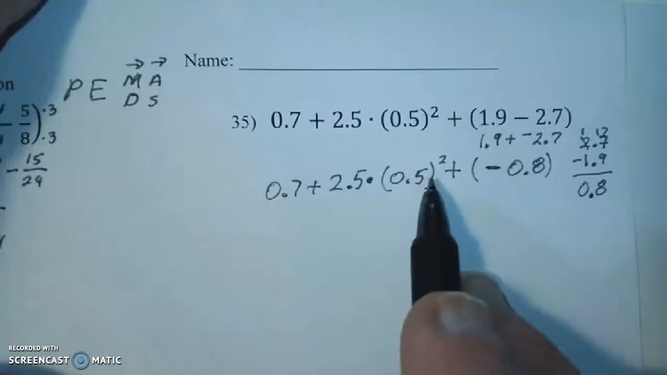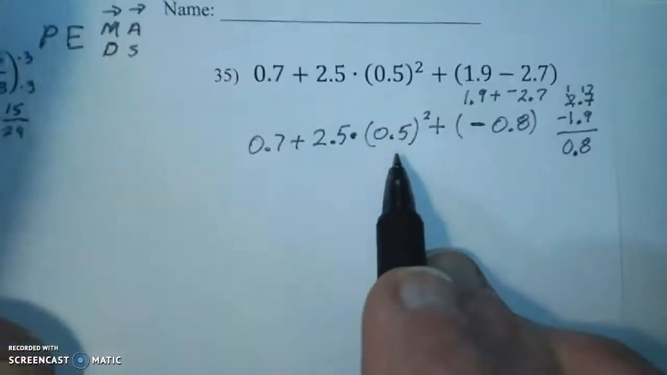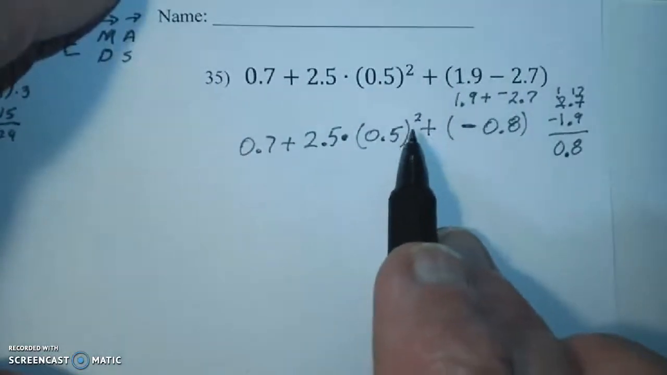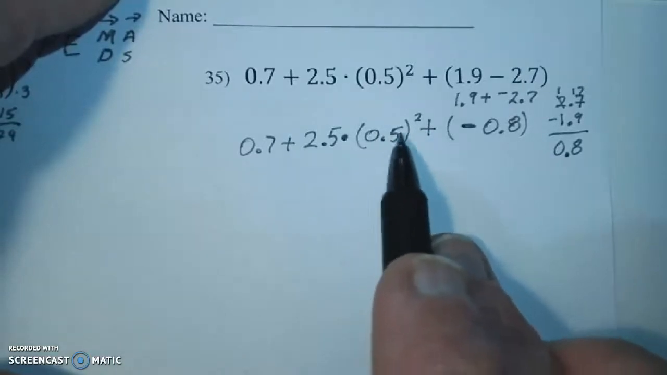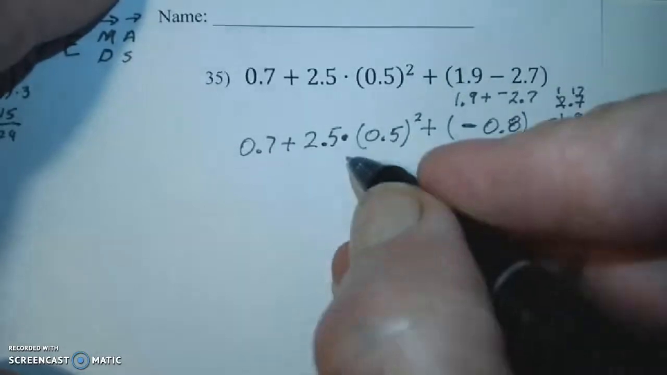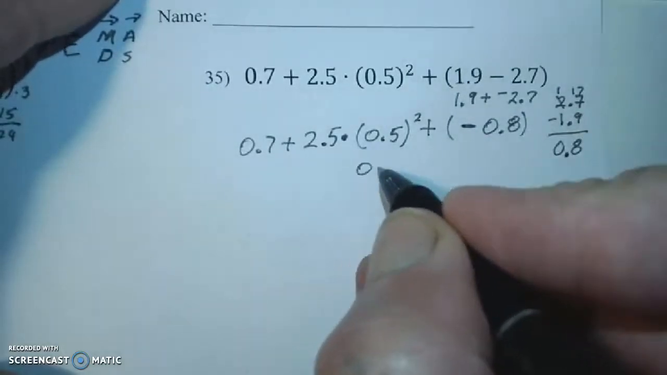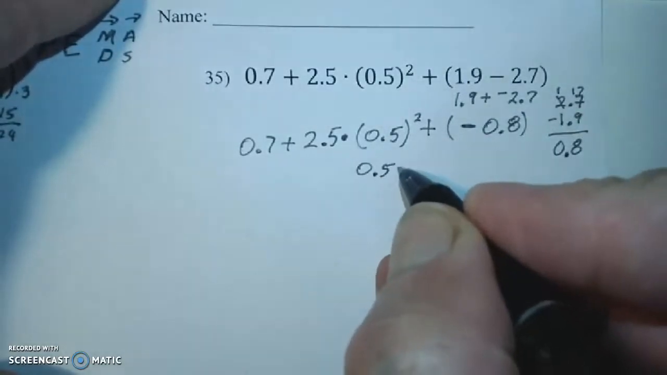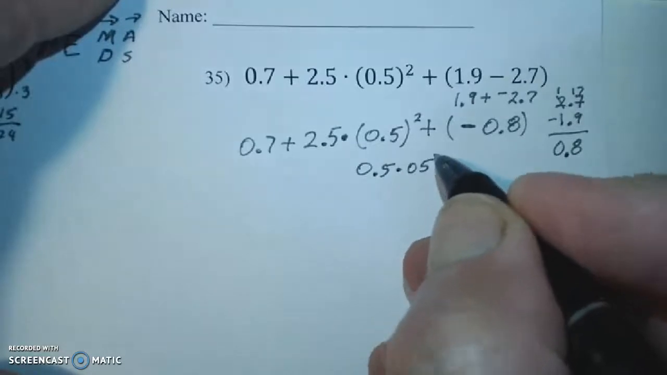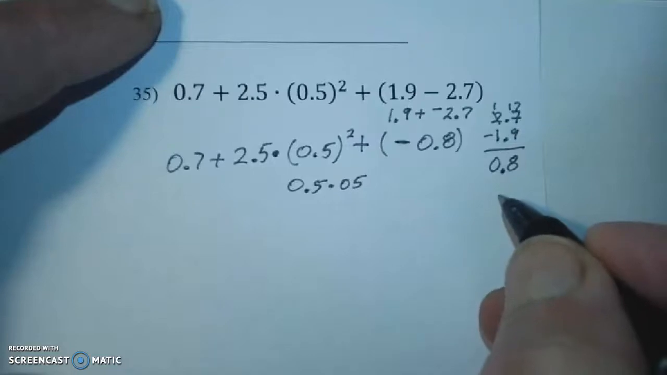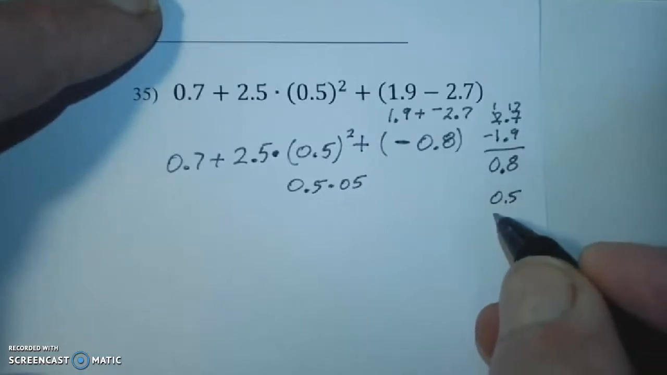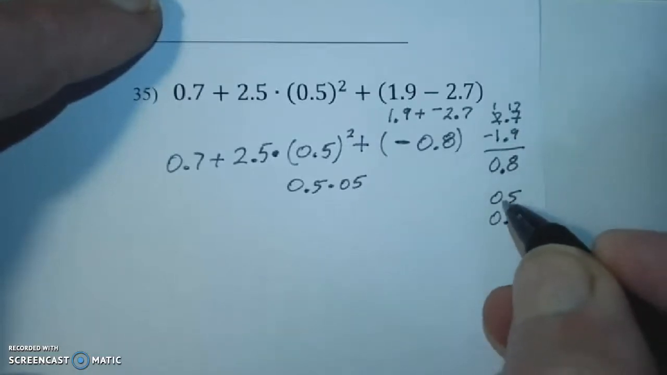I have an exponent right here. Remember what the exponent means. The 2 tells you that you have 2 of these being multiplied together. Show yourself enough work so that you can get this right. 5/10 times 5/10. Do the arithmetic off to the side. 5/10 times 5/10.